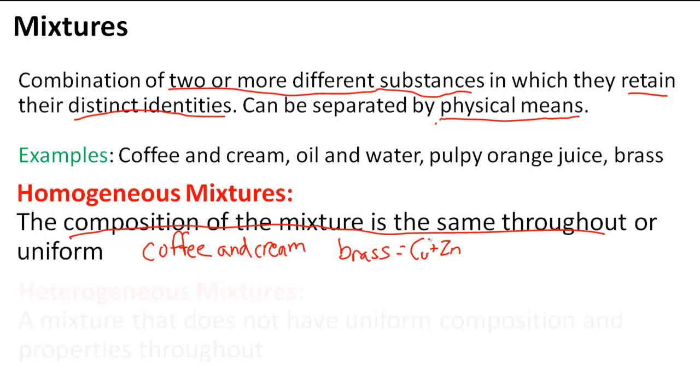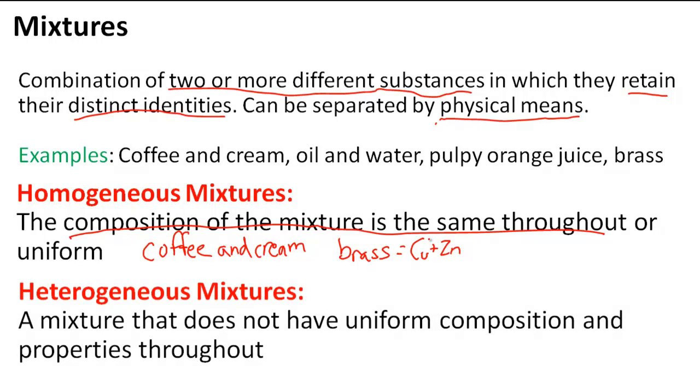The other type of mixture is a heterogeneous mixture. It's a mixture that does not have a uniform composition. So it does not have the same properties or composition throughout. So an example of this type would be oil and water. When you see oil and water together, you can tell which part is oil and which part is water. One is going to float on top of the other. So that way you can tell that they're mixed together, but they're still separate.